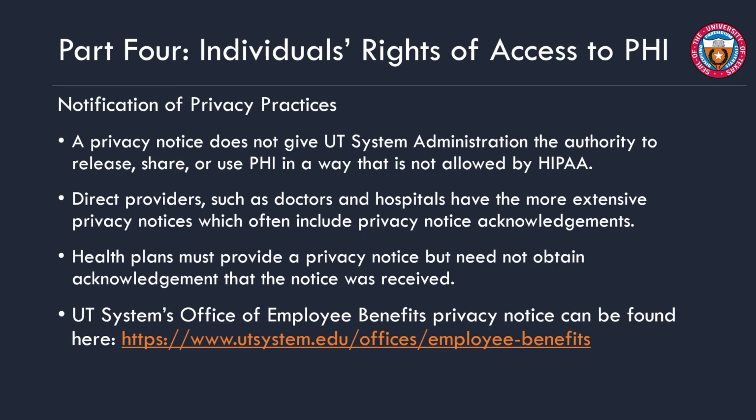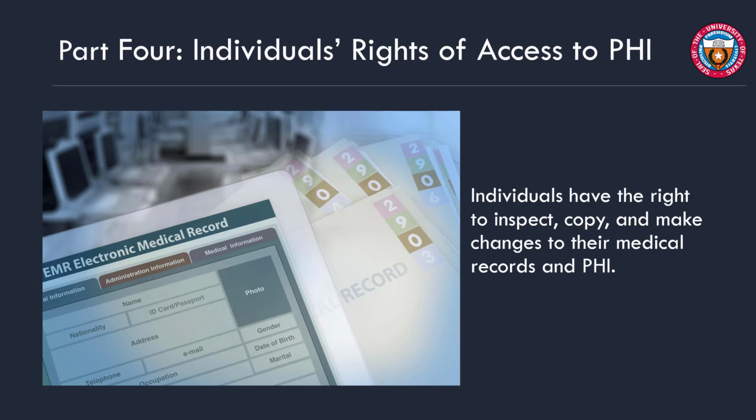Direct providers, such as doctors and hospitals, have the more extensive privacy notices, which often include privacy notice acknowledgments. Health plans must provide a privacy notice, but need not obtain acknowledgment that the notice was received. UT Systems Office of Employee Benefits privacy notice can be found at the link on your screen. Individuals have the right to inspect, copy, and make changes to their medical records and PHI. The covered entity is required to tell individuals how to make such changes and allow them to inspect their records within 30 days of receiving a request from an individual to inspect.